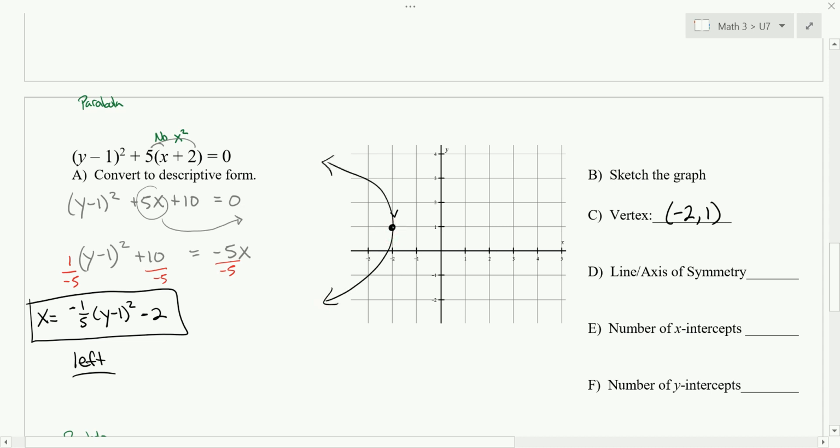It doesn't even ask for the focal chord endpoints. So make sure you pay attention. What do you have to find? Because you may end up doing too much work. You didn't have to do all the other stuff.